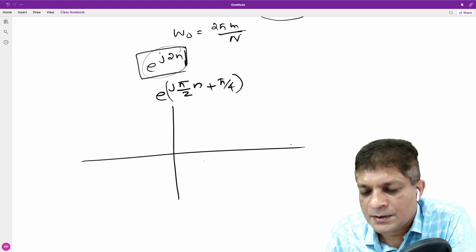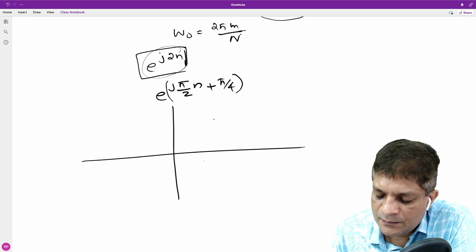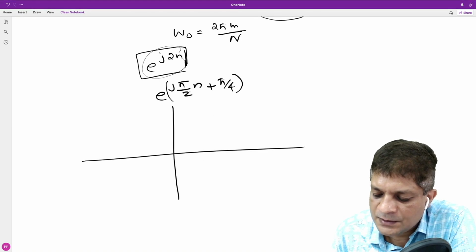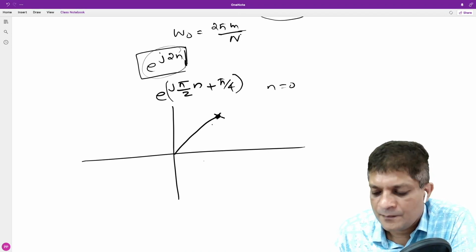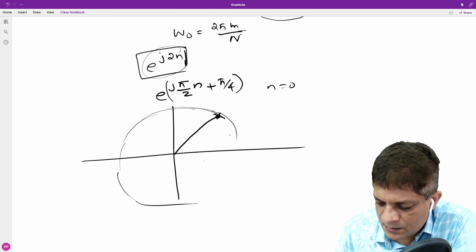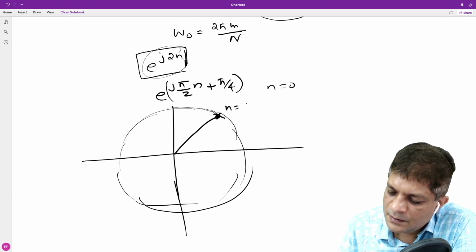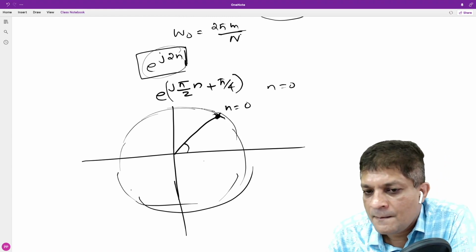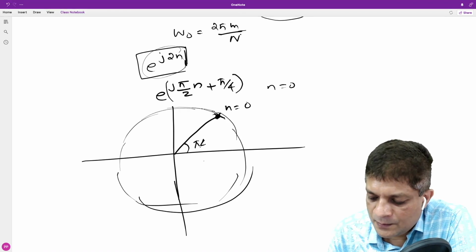What is the phasor representation of this? Where is that point? Where is that phasor when n is 0? Is it this, at this point? Actually, it is a phasor rotating in this. Sorry, this is when... And what is this angle? This is pi by 4.